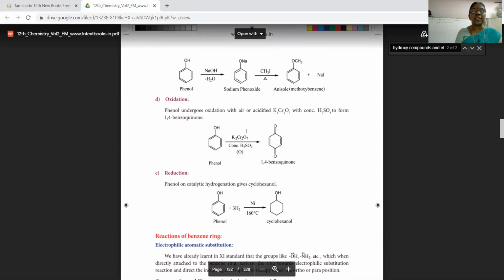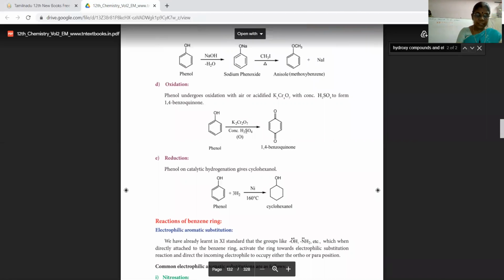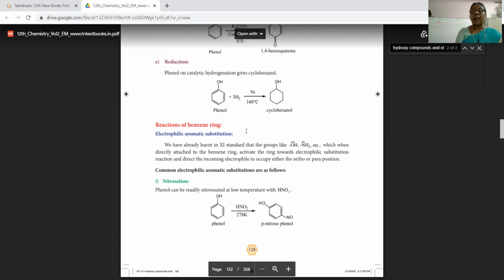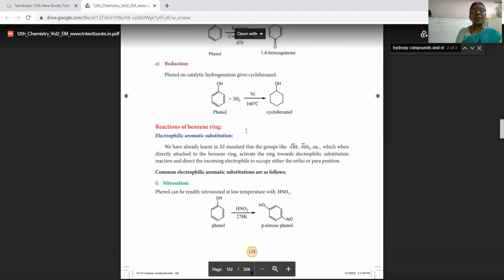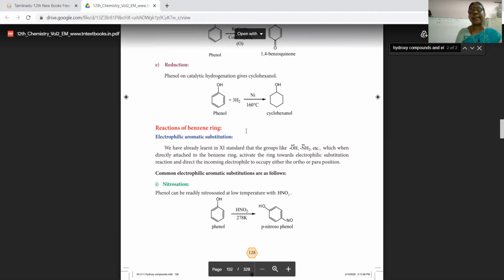Next is oxidation. Phenol undergoes oxidation with air or acidic potassium dichromate with concentrated sulfuric acid to form 1,4-benzoquinone. And that reaction is given under it. Next is reduction, you know, addition of hydrogen. Phenol on catalytic hydrogenation gives cyclohexanol. If it is treated with hydrogen in the presence of nickel, those double bonds are removed and in their place hydrogen is added. So we will get cyclohexanol.